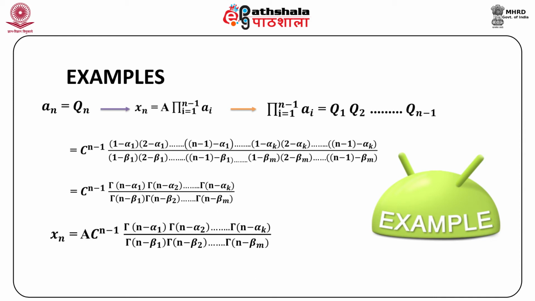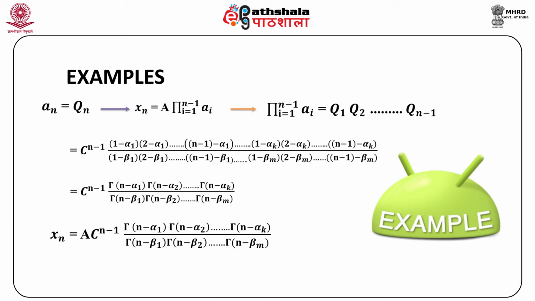Here the product from i equal to 1 to n minus 1 of ai is equal to q1 q2 right up to qn minus 1, which is equal to c raised to the power of n minus 1 into 1 minus alpha 1, 2 minus alpha 1, right up to n minus 1 minus alpha 1, right up to 1 minus alpha k, 2 minus alpha k, right up to n minus 1 minus alpha k, all this over 1 minus beta 1 into 2 minus beta 1, right up to n minus 1 minus beta 1, right up to 1 minus beta m into 2 minus beta m, right up to n minus 1 minus beta m, which is equal to c raised to the power of n minus 1 into the ratio of gamma functions: Γ(n minus alpha 1) Γ(n minus alpha 2) right up to Γ(n minus alpha k) divided by Γ(n minus beta 1) Γ(n minus beta 2) right up to Γ(n minus beta m).